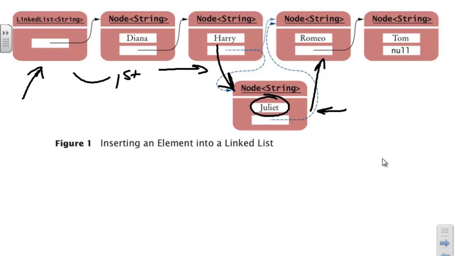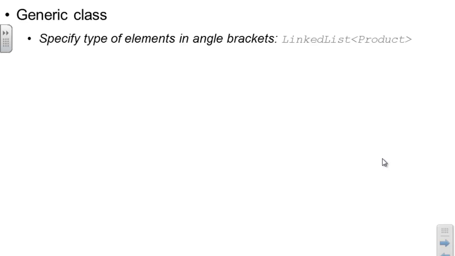And removing works the same way. If I wanted to remove Juliet, I just have to change who points where. And then eventually the garbage collector comes and removes the unused Juliet node object. So the linked list class is very generic. I have to specify the type in angled brackets, so you have to give it a parameter. So linked list of products, kind of like an array list or the parameterized comparable interface we are working with today. It's in the java.util package, so java.util.LinkedList.